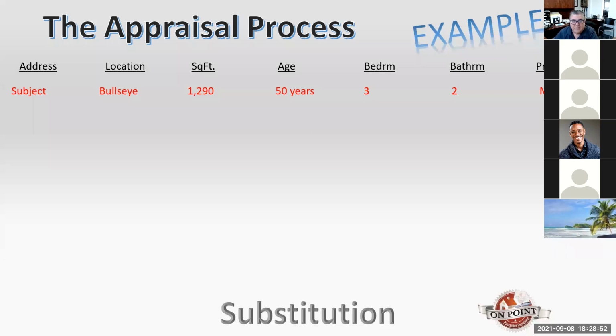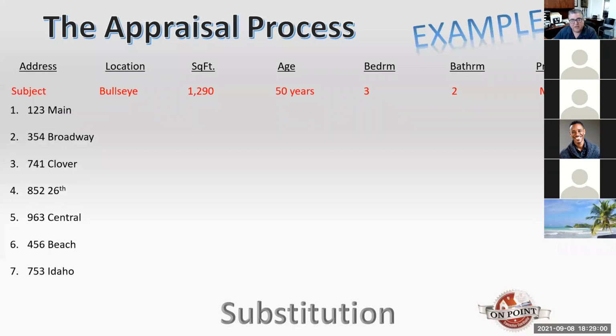So again, our location is a bullseye. We're 1290 square feet, 50 years old, 3 bedrooms, 2 bathrooms. So here's the first set of criteria. Here's our addresses. What's our property worth? We don't know yet. But if we knew the area, like say 354 Broadway, the second one, we could kind of tell, oh, I know Broadway, 1,300 square feet. Because we're already kind of opinionated about that, right? Okay, so let's go with this.